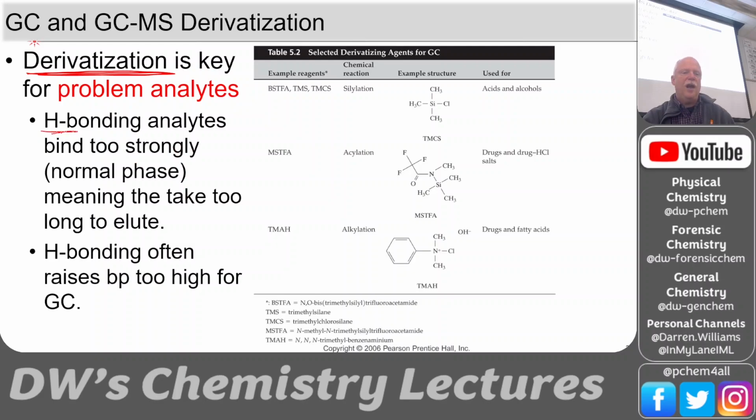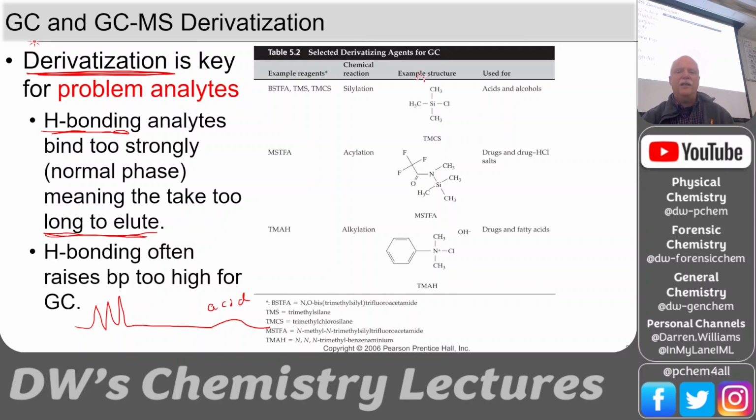Okay, so H bonding or hydrogen bonding analytes bind too strongly to a normal phase, which means they take too long to elute. And so you don't want your chromatogram to give you all of these peaks, and then you wait for 10 or 15 minutes, and then this really broad peak comes out, and that's an acid. Because it really stuck to that stationary phase, and it just drug itself along, and that gives it a chance to really broaden out. The longer something's on the column, the broader its peak becomes. And so you would like for your acids to come out quickly like all the other less polar analytes.